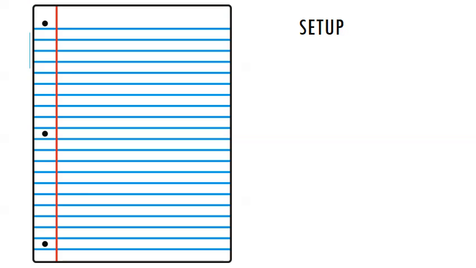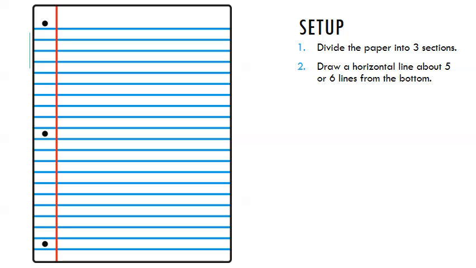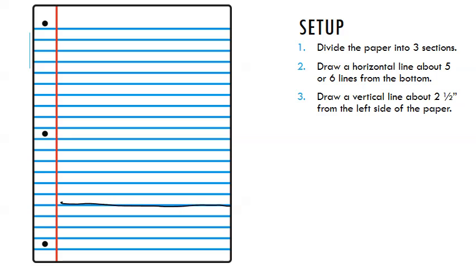To stay organized, we're going to be using Cornell notes, and this is just going to be on Blackboard for you to use as a reference guide whenever you need it. So setting up your paper, the first thing you want to do is divide your paper into 3 sections. The first section will be about 5 to 6 lines from the bottom, and you're going to draw just a horizontal line. And if you don't like drawing freehand lines, you can of course use a ruler or some sort of straight edge. Then you want a vertical line about 2.5 inches from the left side of the paper.